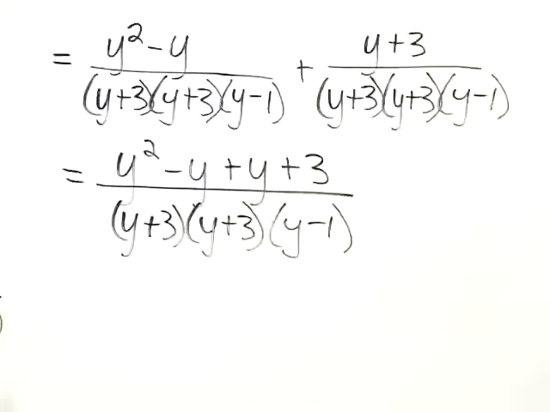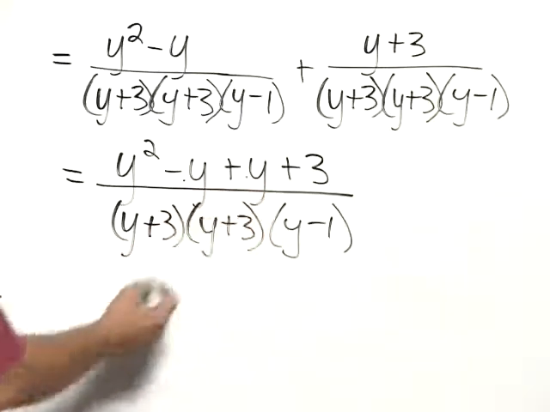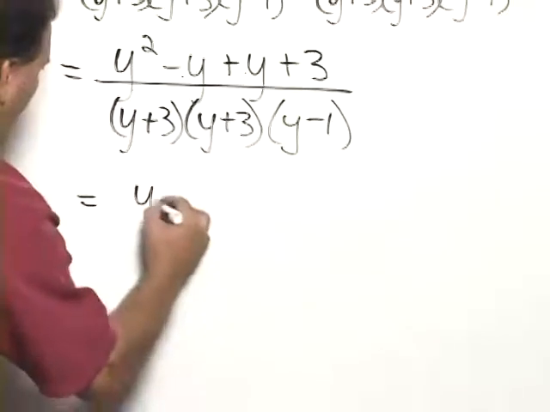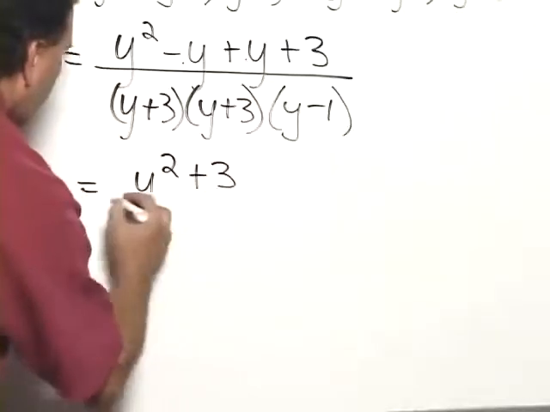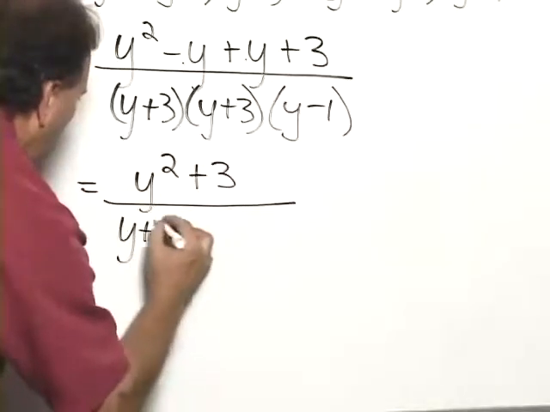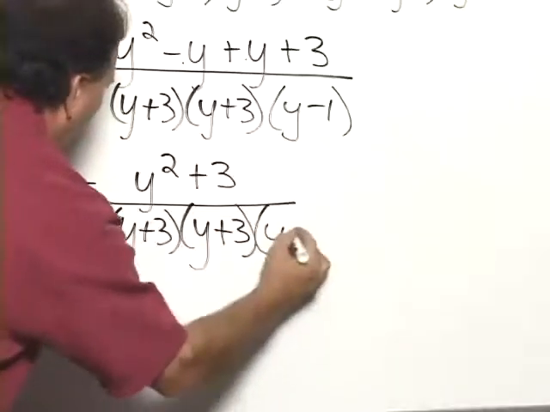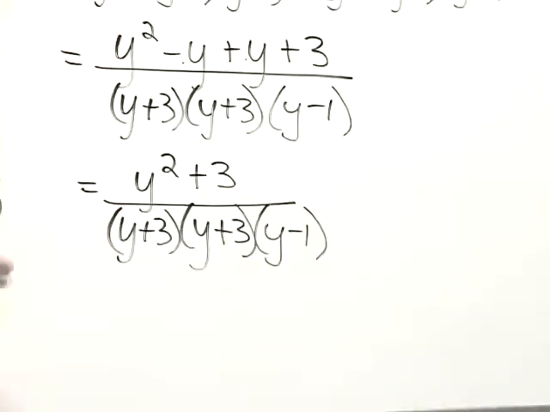And then we can combine the like terms, negative y plus y, they sum to 0. So we have y squared plus 3 over y plus 3 times y plus 3 times y minus 1. And that is as simplified as it can be.